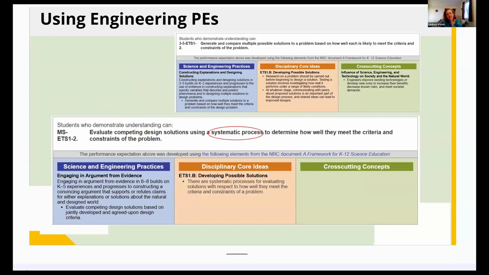And these engineering PEs are really embedded in NGSS. They get their own special pillar, just like life science, earth and space science, physical science. We get this engineering design piece. And really, they're talking about this systematic process to look at solutions, evaluate them, use criteria and constraints. But what is this systematic process and how can you work with that with your students?